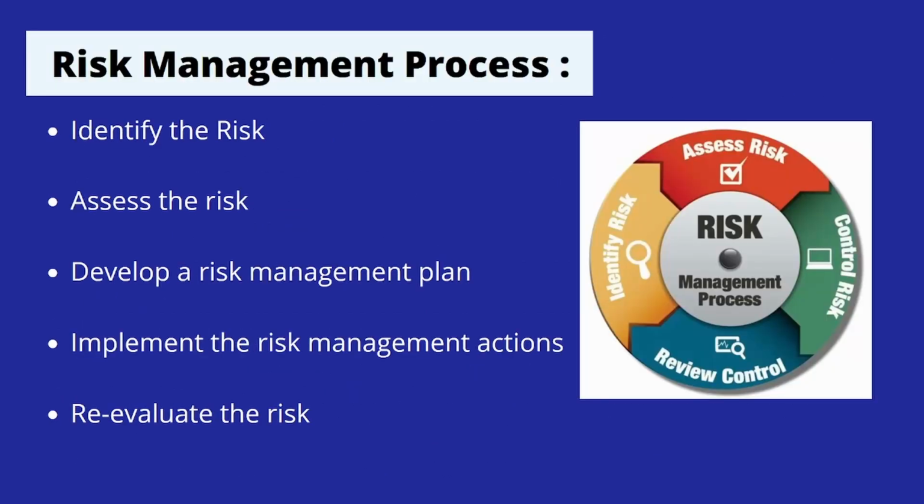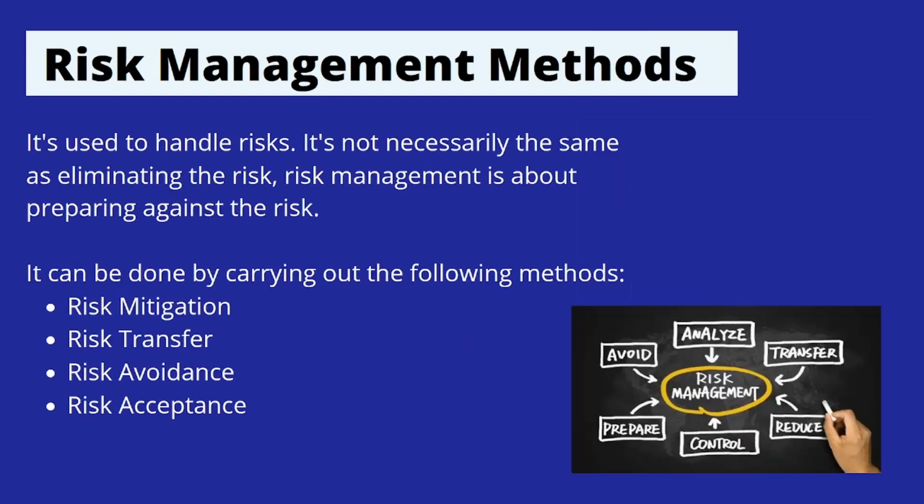Risk management process. To begin with, it's about identifying the risk, then assessing the risk, then developing a risk management plan, then implementing the risk management actions, and lastly, re-evaluating the risk. Risk management methods. These methods are used to handle risk. It's not necessarily the same as eliminating the risk. Risk management is about preparing against the risk. It can be done by carrying out the following methods.